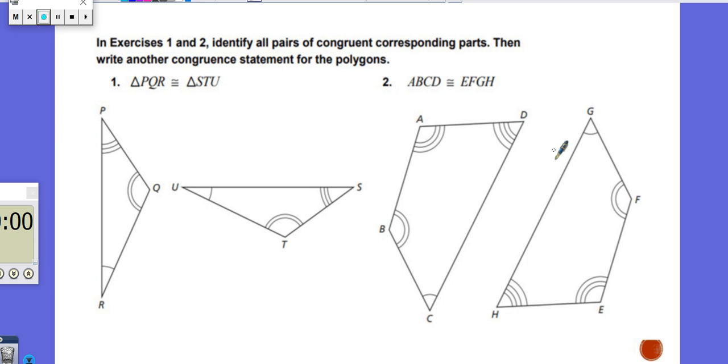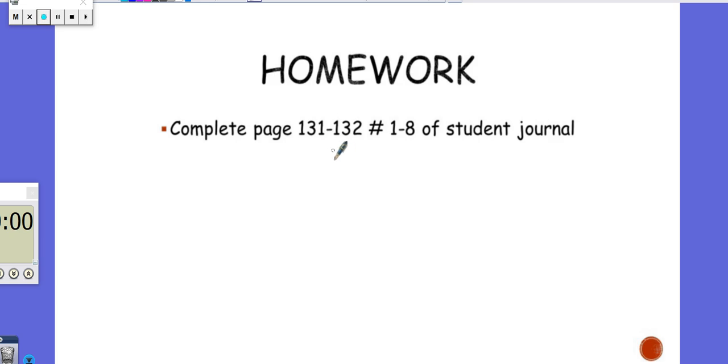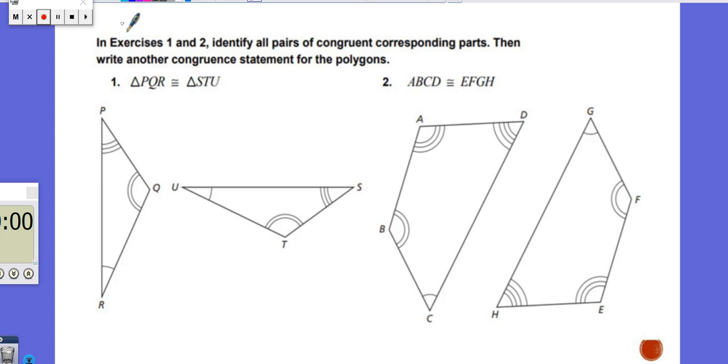All right, guys, so these are the problems from your Big Ideas Math book, your student journal, and it's page 131 through 132. I'm going to do 1 through 8. It says in exercises 1 and 2, identify all pairs of congruent corresponding parts, then write another congruence statement for the polygons. So if we look here, P is the same as S because they have 3 marks. Q is the same as T because it has 2 marks. And R is the same as U because it has 1 mark.